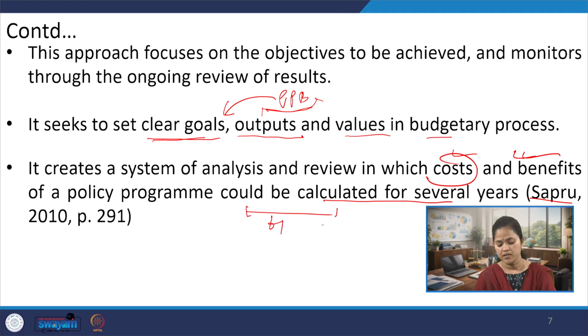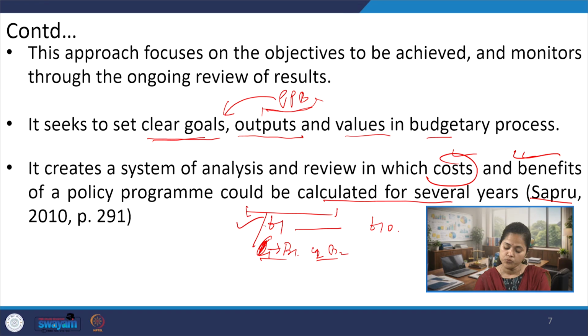Suppose, as I told you, this policy under consideration, or program under consideration, can spread from T1 year to T10 year. So every year there could be some cost that needs to be spent or incurred, and there could be likely benefits. Every year we will be anticipating some cost and some benefits, so every year we have to do this benefit cost analysis. By calculating the benefit and cost analysis for the entire study period or entire project period, we have to take a decision so far as the budgetary allocation is concerned.